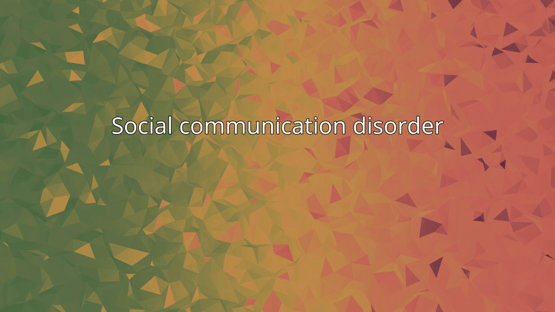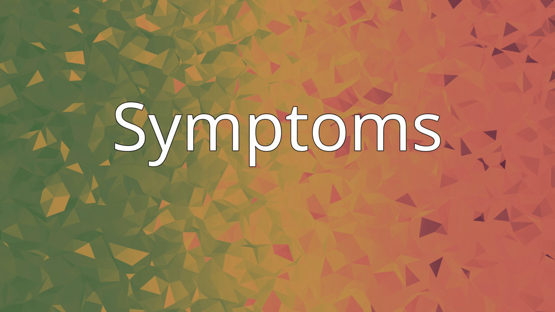Social communication disorder has been formally recognized as a diagnosis since the DSM-5 was released in 2013. Symptoms. Individuals with social communication disorder have particular trouble understanding the meaning of what others are saying, and they are challenged in using language appropriately to get their needs met and interact with others. Children with the disorder often exhibit delayed language development.